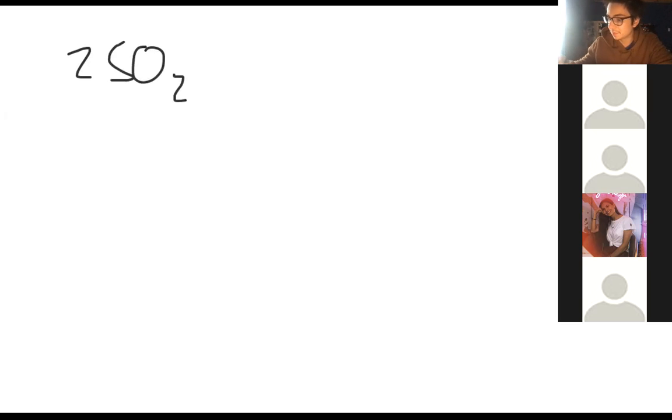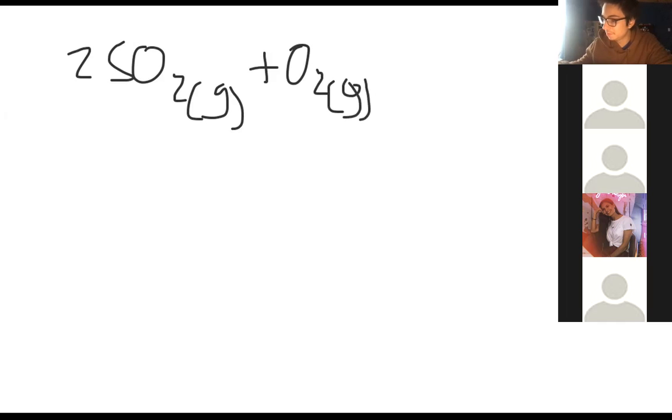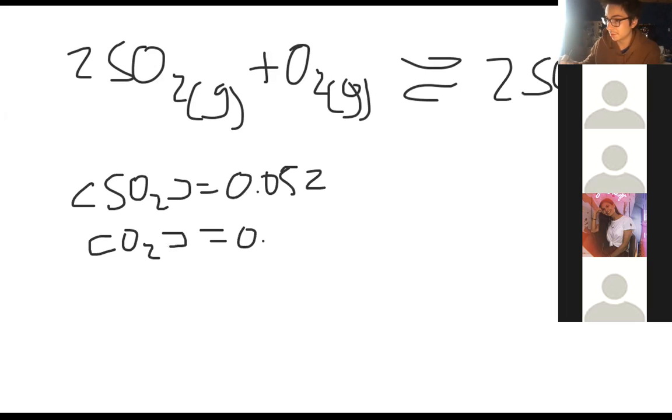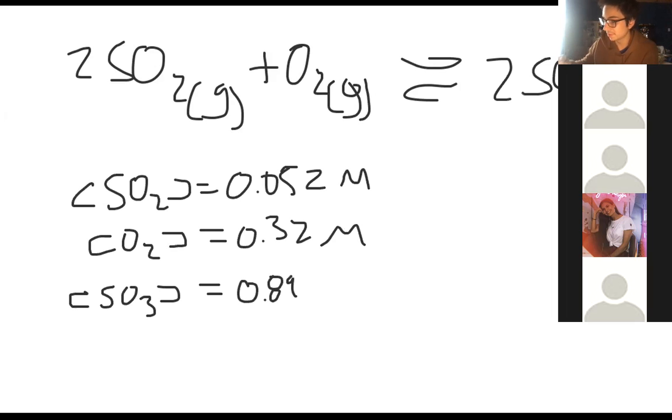So that first equation is 2SO2 plus O2 yields 2SO3. And then it tells us at equilibrium, the concentration of SO2 equals 0.052, O2 is equal to 0.32, and then SO3 is equal to 0.89.